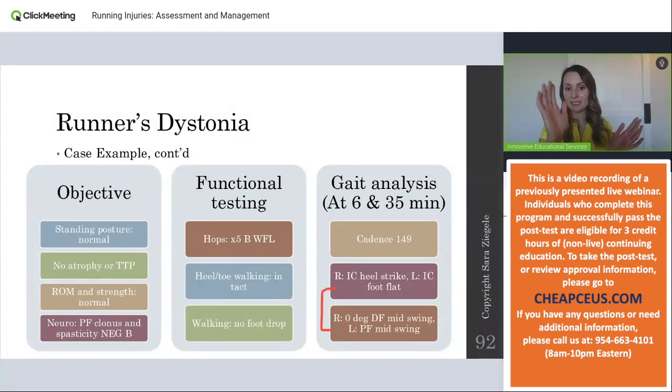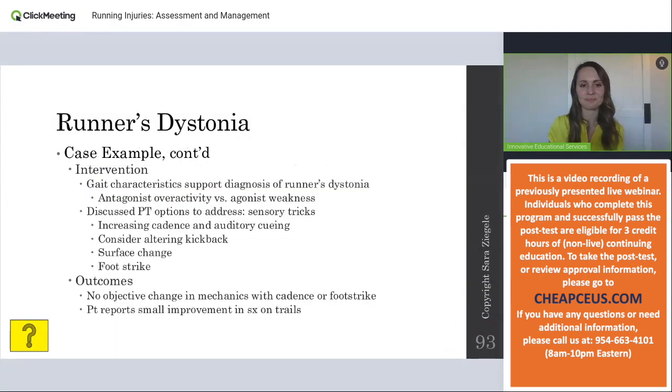So when she was in swing, one foot was in neutral, like neutral dorsiflexion, and the other one was plantar flexed. So it was almost like her foot was in a spasm when she was in the swing phase. And to me, that was identifiable to the overactivity of the plantar flexors in swing phase.